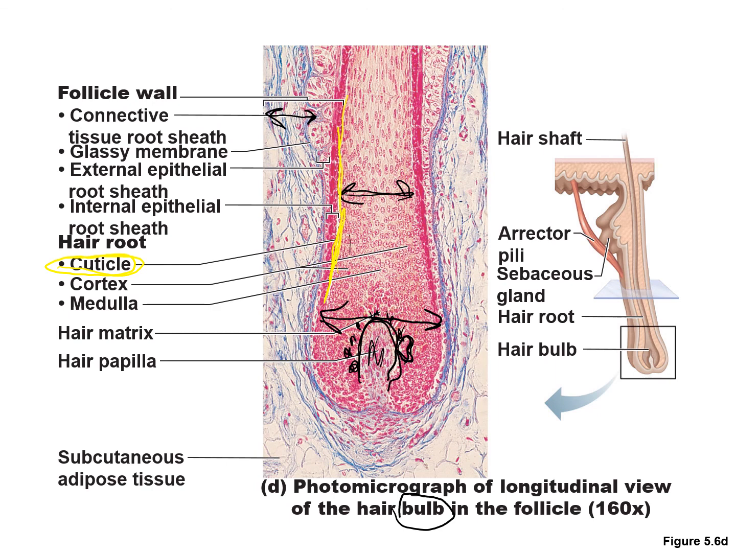So we have cuticle, then we have medulla. So that's the medulla of the hair. And in between we have cortex. So that's what I colored here in yellow. That's hair. Everything superficial to it, up to this point, is follicle and follicular wall.